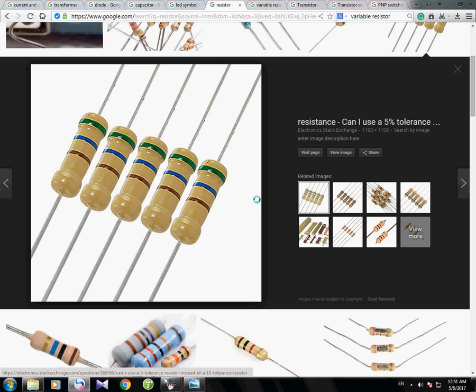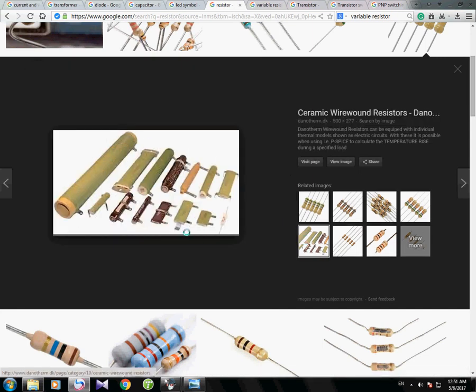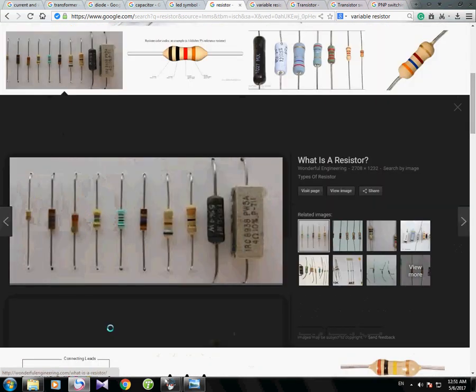If you want to be an expert in electronics, you can memorize it. Several resistors are available in the market. Here are some resistors you can see. These are resistors. Maybe this one is a quarter watt resistor. These are maybe 1 or 2 watt resistors. And here, if you see, these are high wattage resistors. This one is a 4 watt resistor. So we will use several resistors for our work.